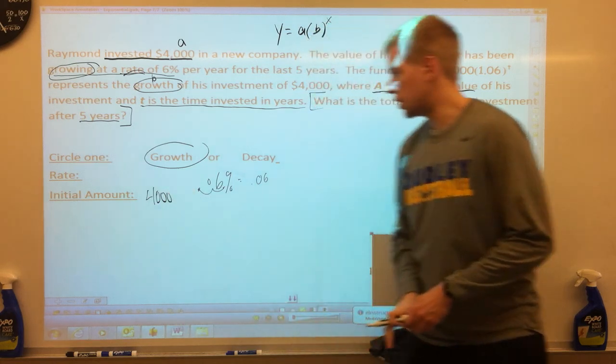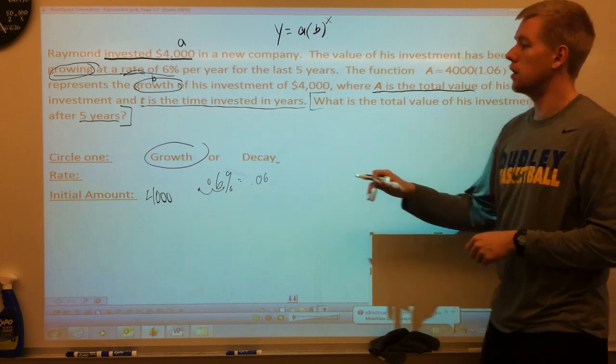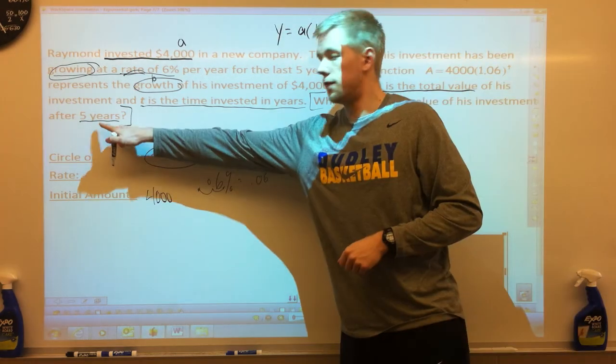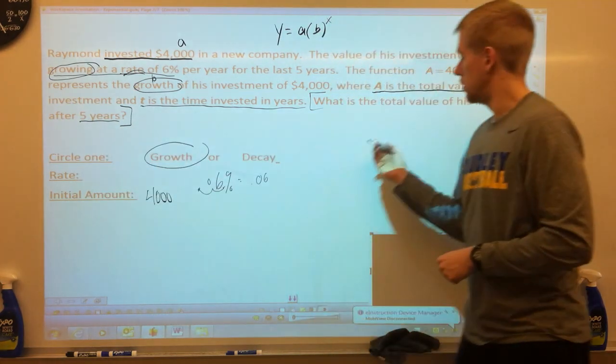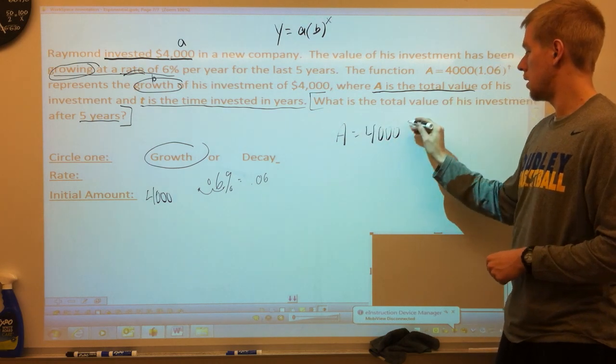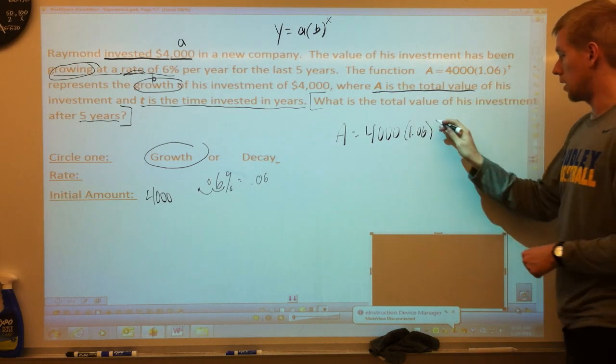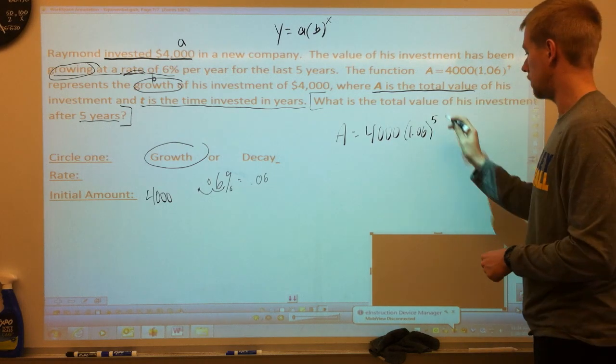Now, to answer the question, you simply plug in and evaluate. Remember that word evaluate. You're going to evaluate this equation for 5 years. So if I'm given A equal to 4,000 times 1.06, instead of t, I'm now going to have 5. You simply type that into your calculator.